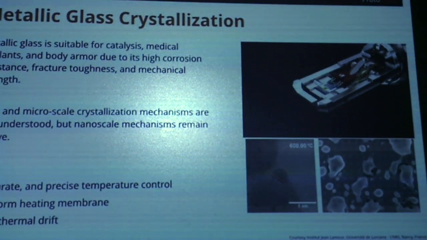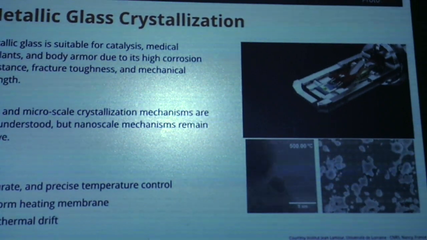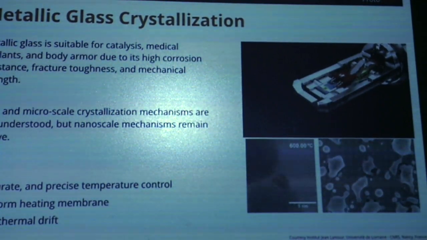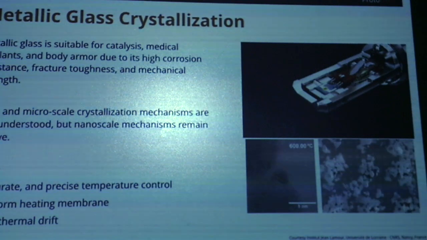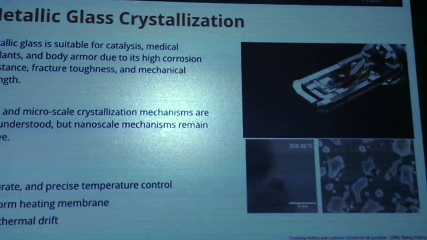And then they also wanted to ensure that no matter where they were imaging, they could be very confident that the temperature was the exact same. So they needed a uniform heating membrane, one that was accurate, and one that was precise. And they also wanted to go to pretty high temperatures. This is showing the thermal uniformities.